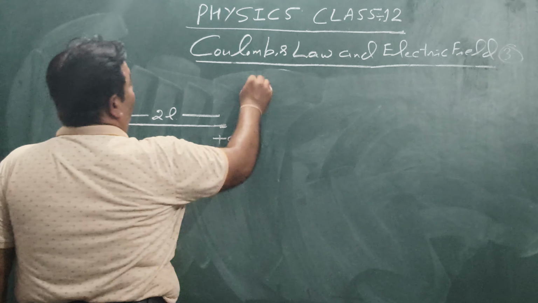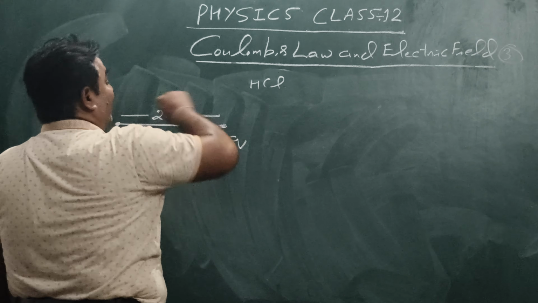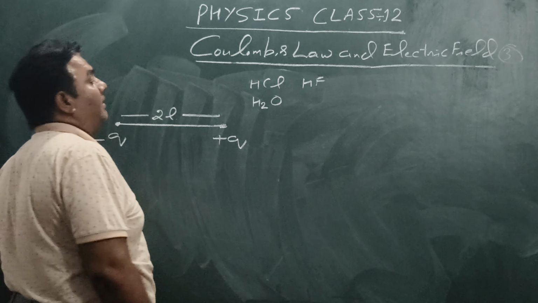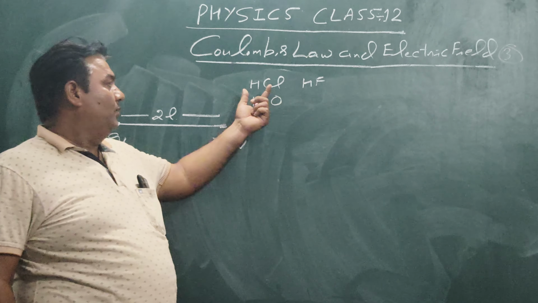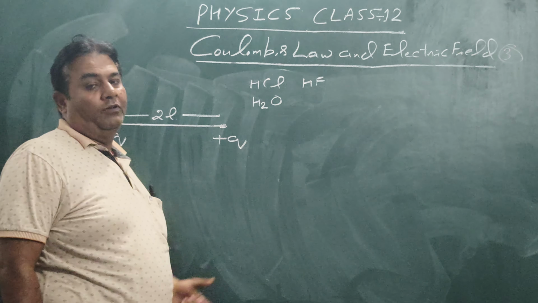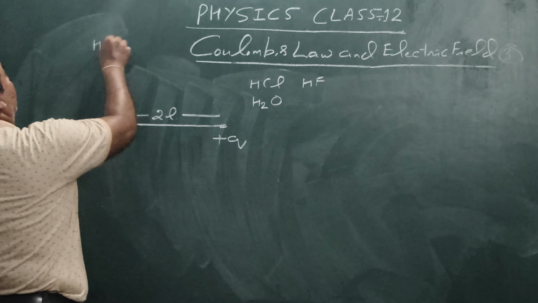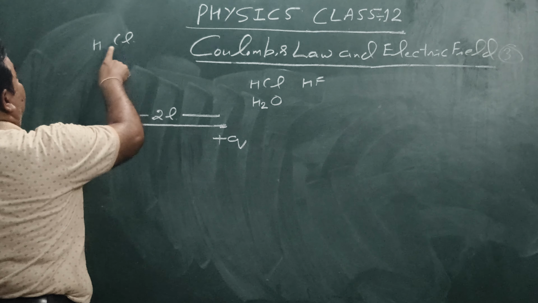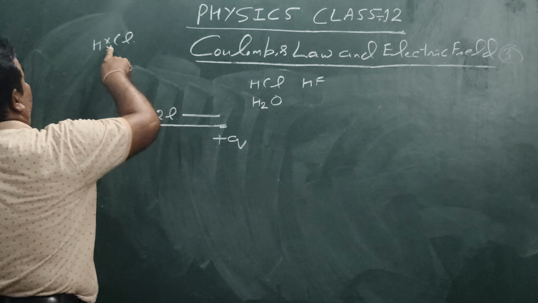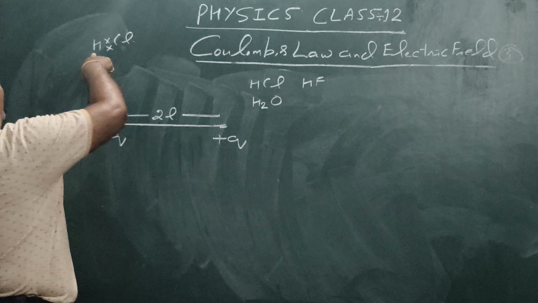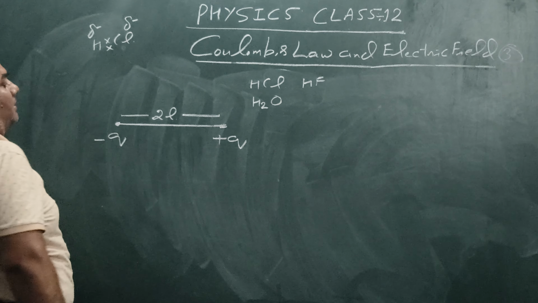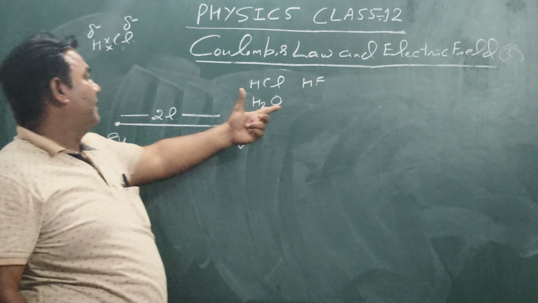Examples of electric dipoles are HCl, H2O, HF, etc. It is seen that when two different elements having different electronegativity combine, they form an electric dipole. Because in HCl, the electronegativity of Cl is high and the electronegativity of H is low. That is why when they share electrons, Cl attracts the shared electrons more than H. So Cl has a small negative charge and H has a small positive charge. They form an electric dipole.